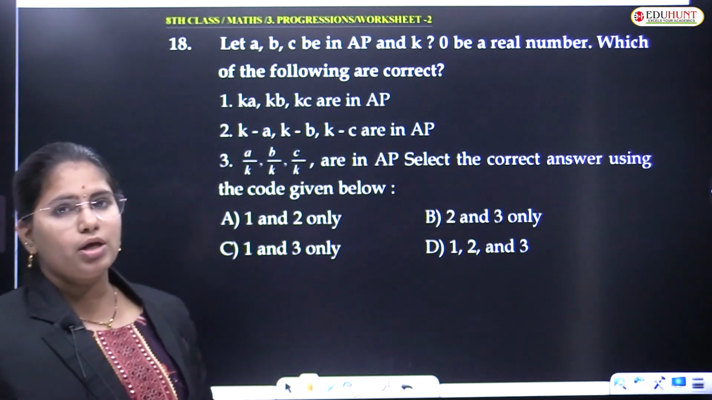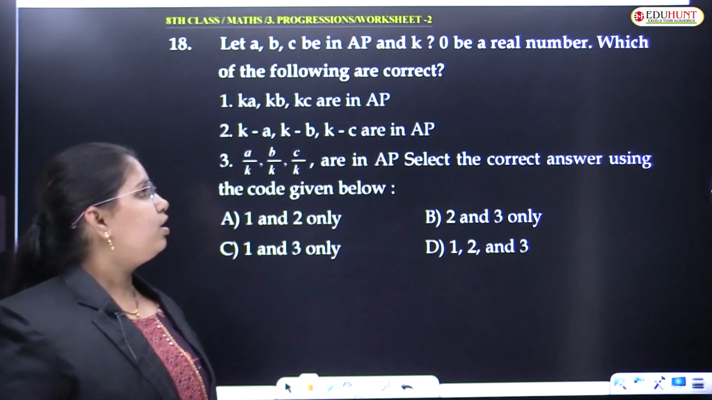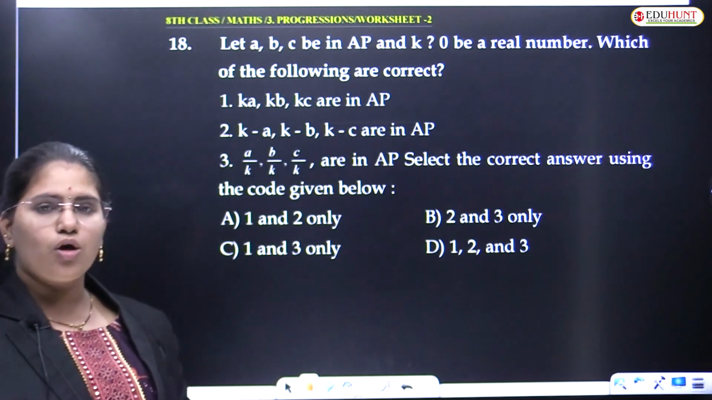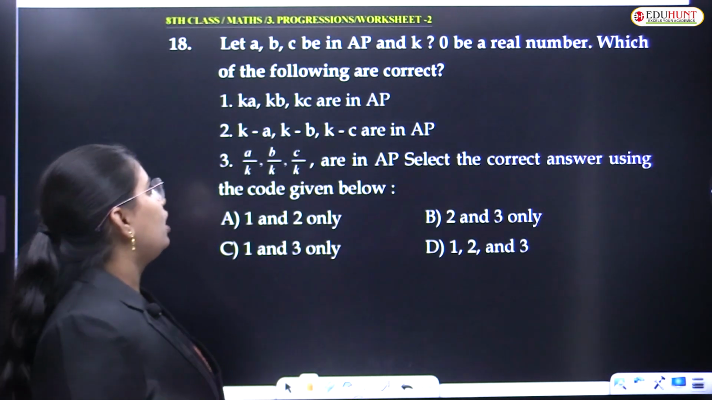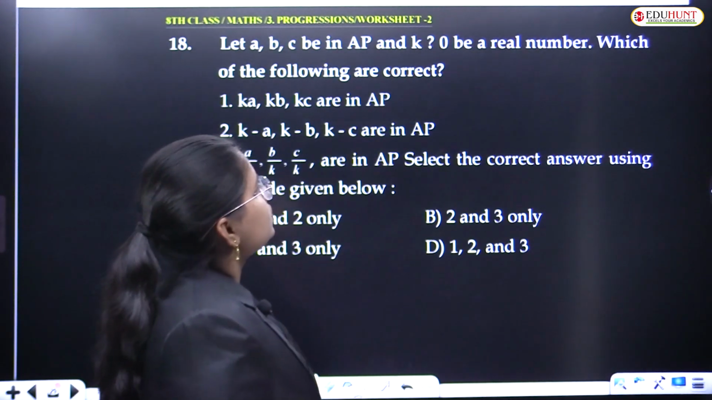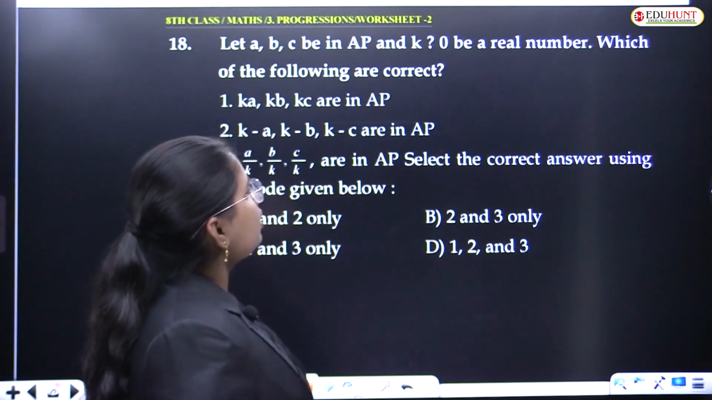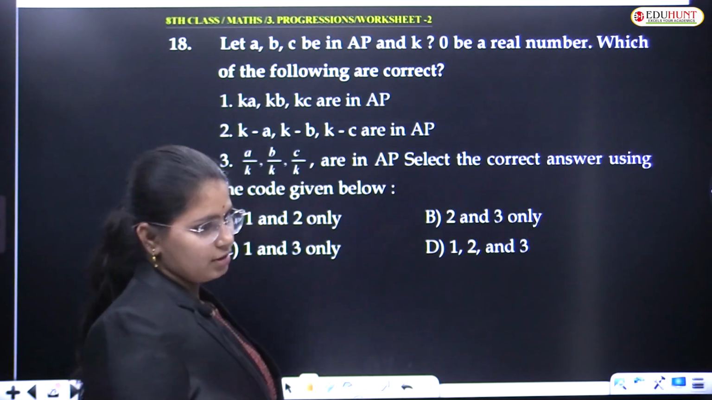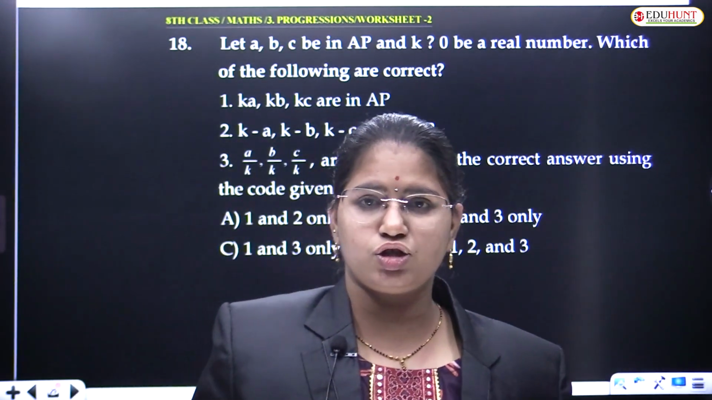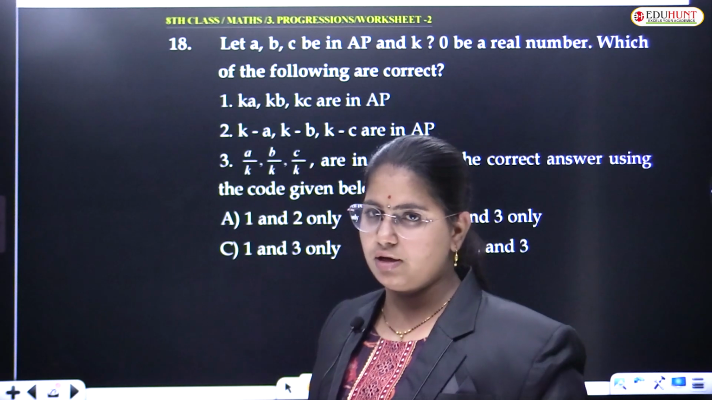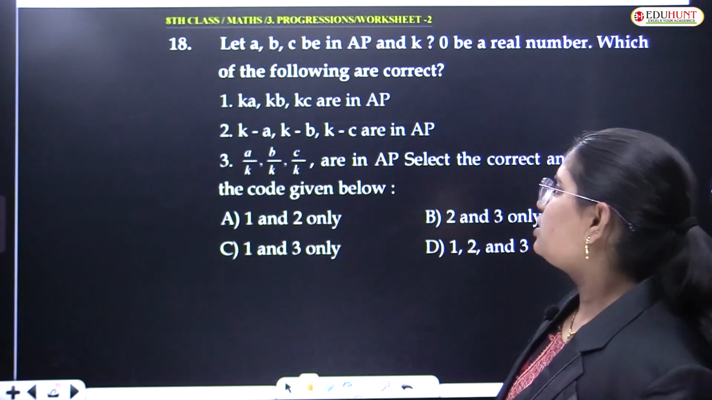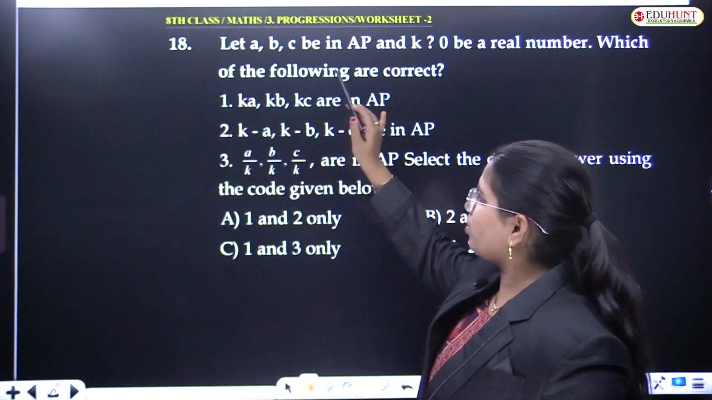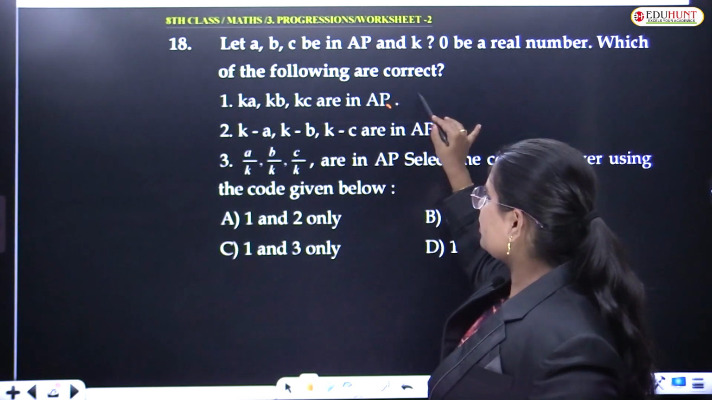Let A, B, C be in an AP. You are taking such terms which belong to an arithmetic progression. And let K, not 0, be a real number. Which of the following are correct? So you are taking such a K that is a real number. Then they are saying that KA, KB, KC are in AP.